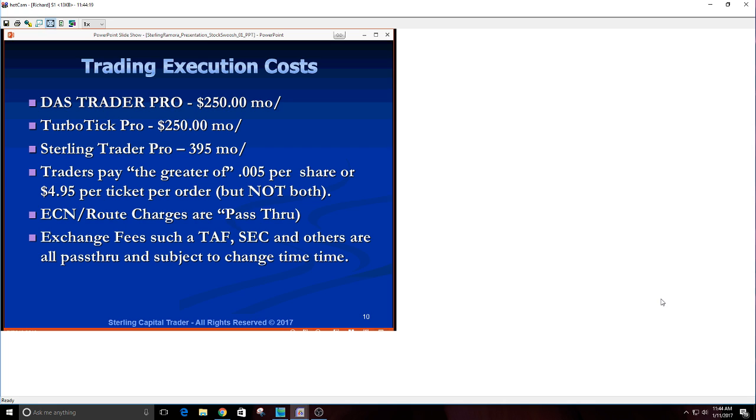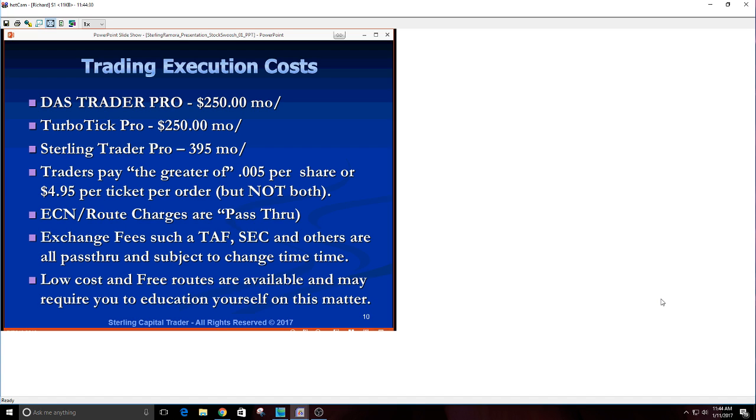Exchange fees such as TAF, SEC, and there are some others, they're minuscule. They're like pennies per 1,000 shares. But they're all passed through. They're not marked up in any way, and they're not tampered with. Low cost and free routes are available. For example, if you want to use Brut instead of ARCA, they might offer a lesser charge on a particular trade. There is EdgeX and EdgeA that offer discounts or even a much better bang for your buck on rebate trading. So all of the routes are available.